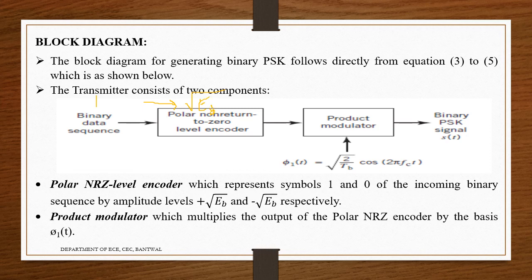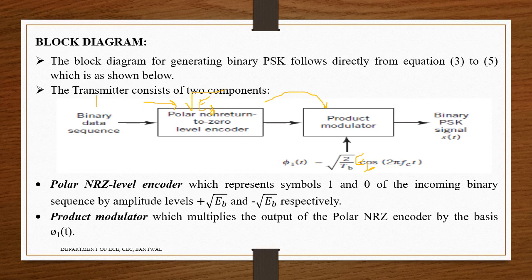If symbol 1 is passed on here, it will go to the next stage and get multiplied with the phi 1 of t, that we call the basis function, which I explained in the previous slides. So now it is square root of 2 over TB. It will get multiplied and passed on, and that is what we transmit as the transmitted signal, the PSK signal S of t. This is for symbol 1.